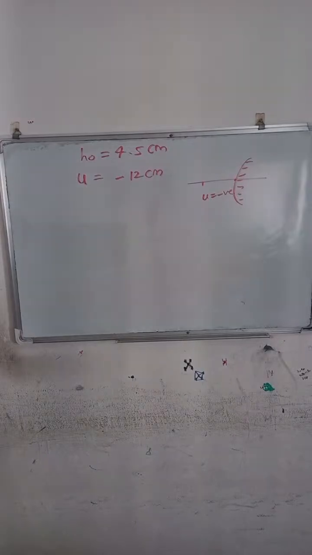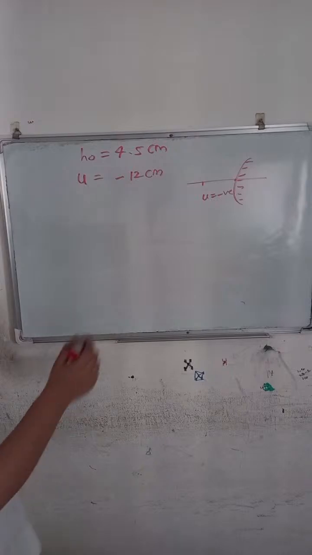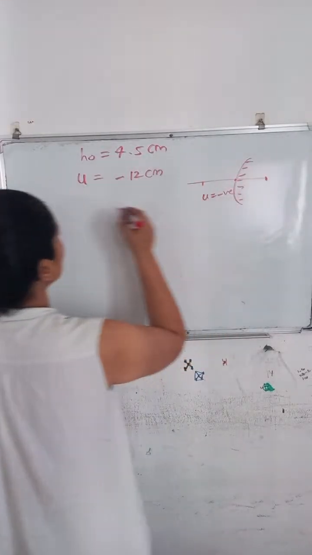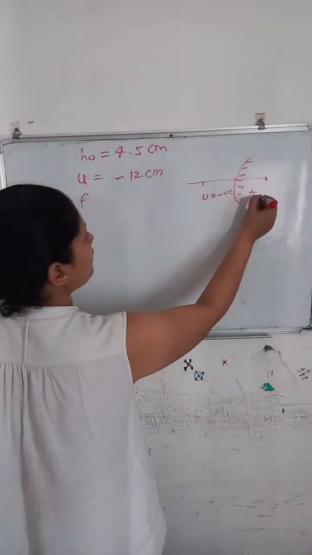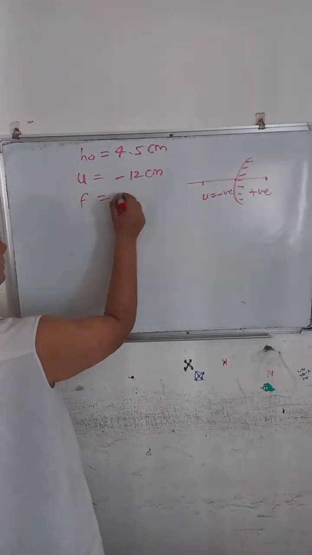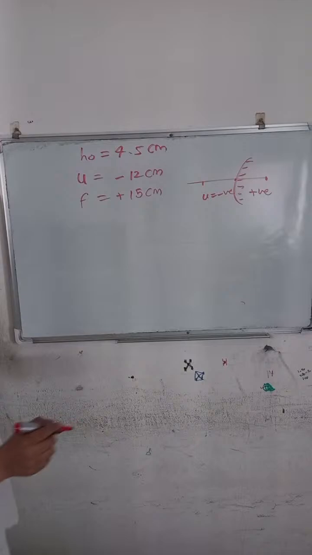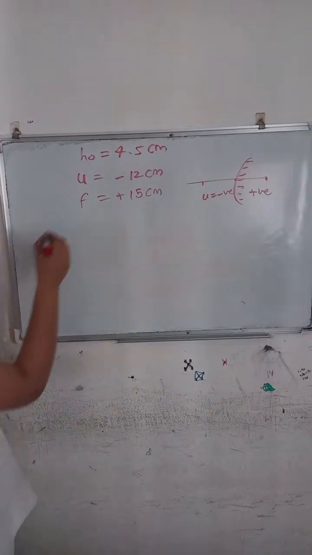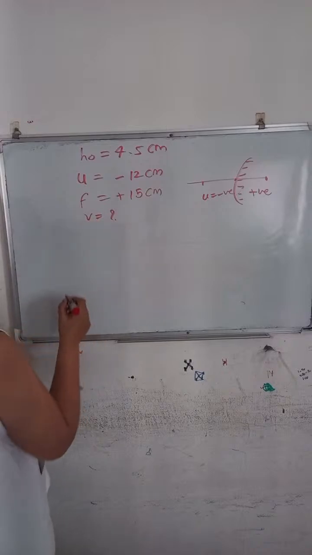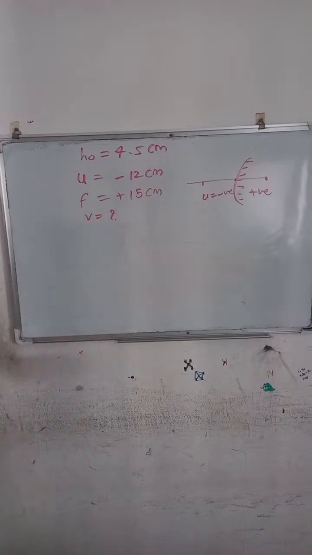Now the convex mirror has a focal length of 15. So focal length is on this side. So focal length F for a convex mirror is always positive. So it will become positive 15 centimeter as the focal length. Getting this? Then they are asking us to find out the V position and magnification also.